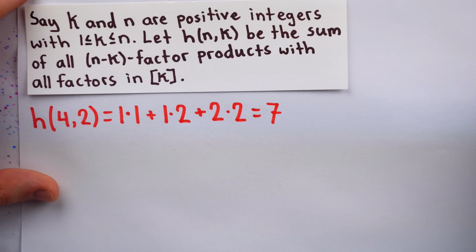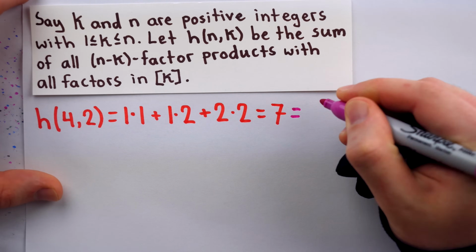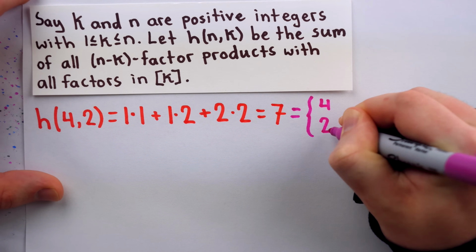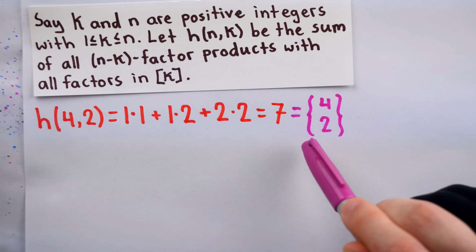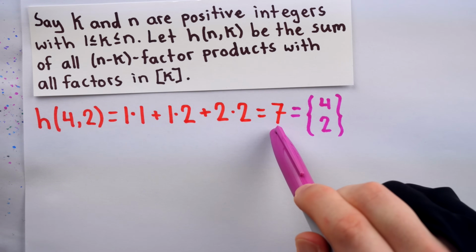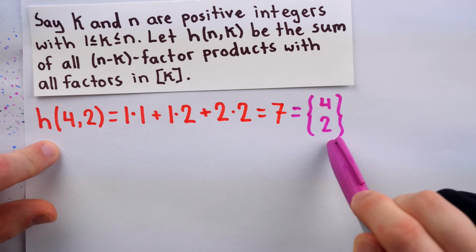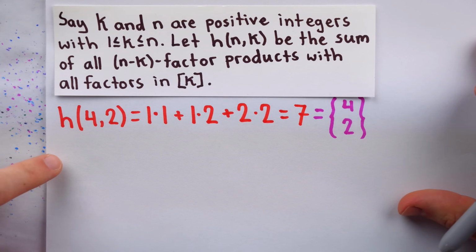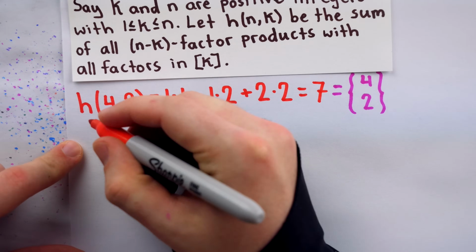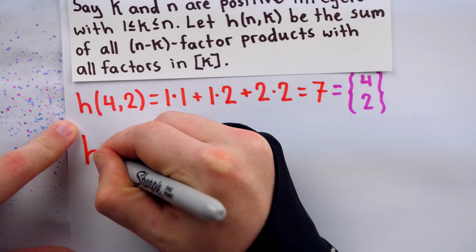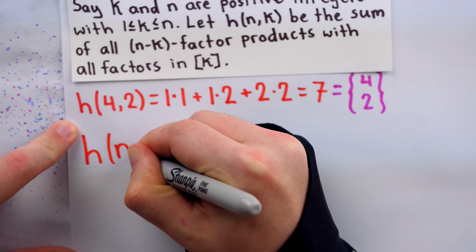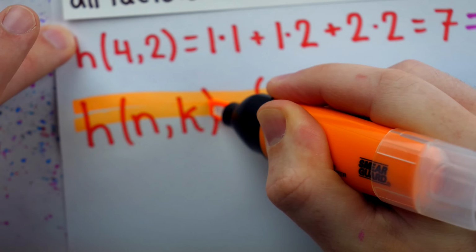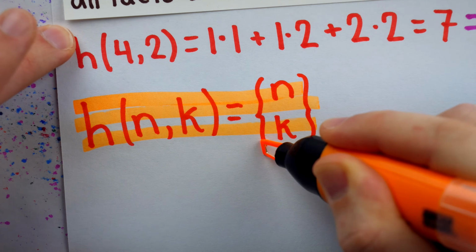Now, the wisest among you may immediately notice that this is the same as 4 subset 2. We evaluated this earlier and found it was equal to 7 as well, and this is no coincidence. Indeed, this peculiar function we've just introduced, h of n, k, is in fact always equal to n subset k. Now, that's a pretty spooky claim, isn't it? But don't take my word for it.